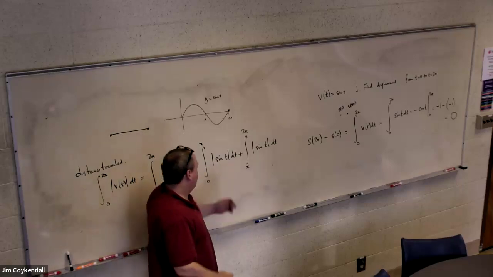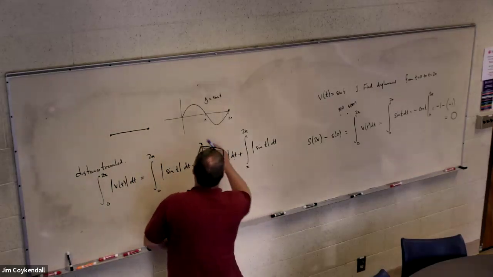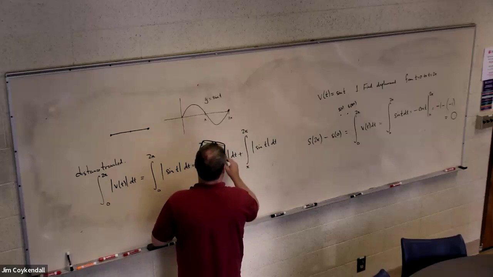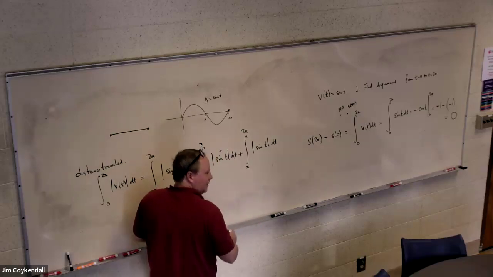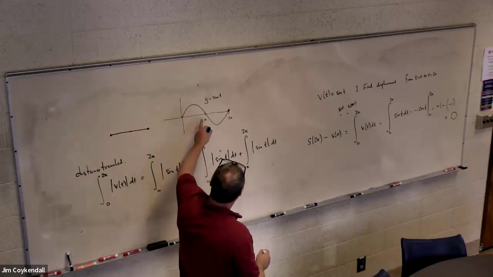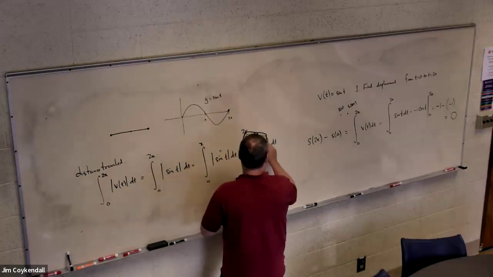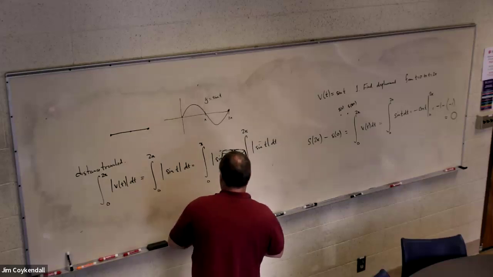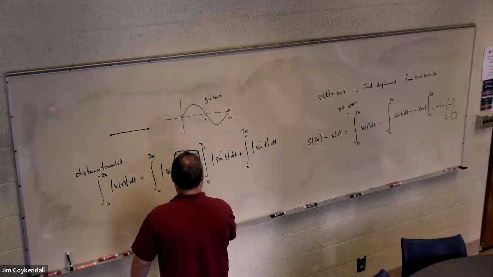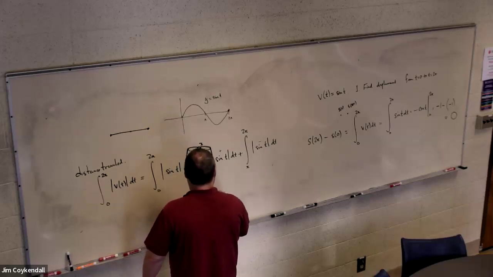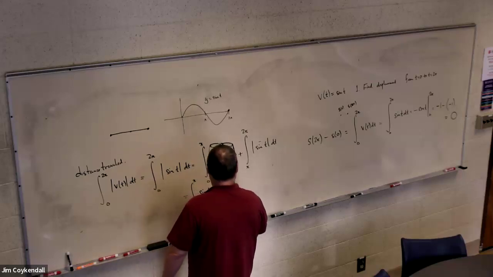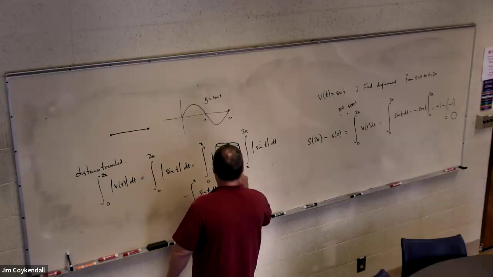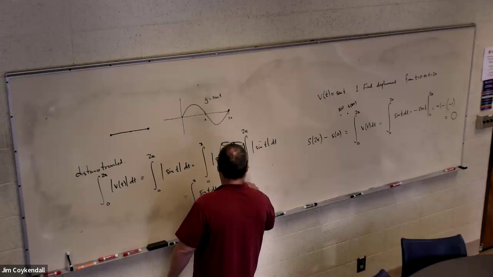That's fine. In this range, from 0 to pi, sine t is positive, so I don't need to mess with it. In this range, sine t is negative, but we need to fix it with the knowledge of the absolute value. This should be the integral from 0 to pi of sine t. What's the integral from pi to 2 pi of minus sine?